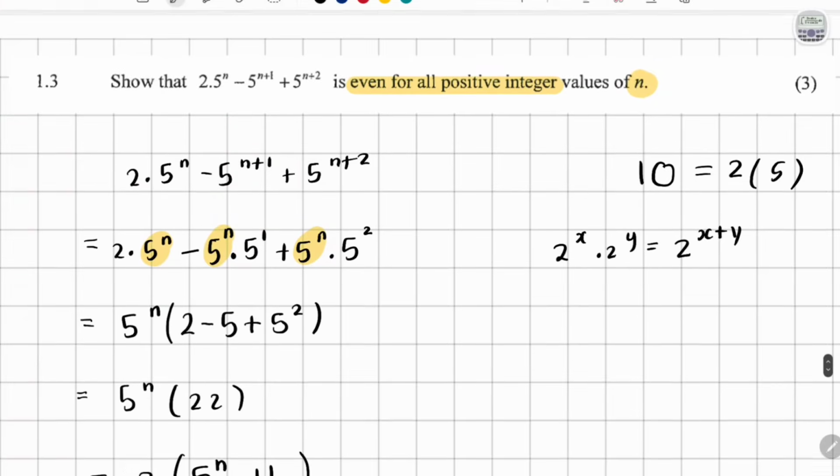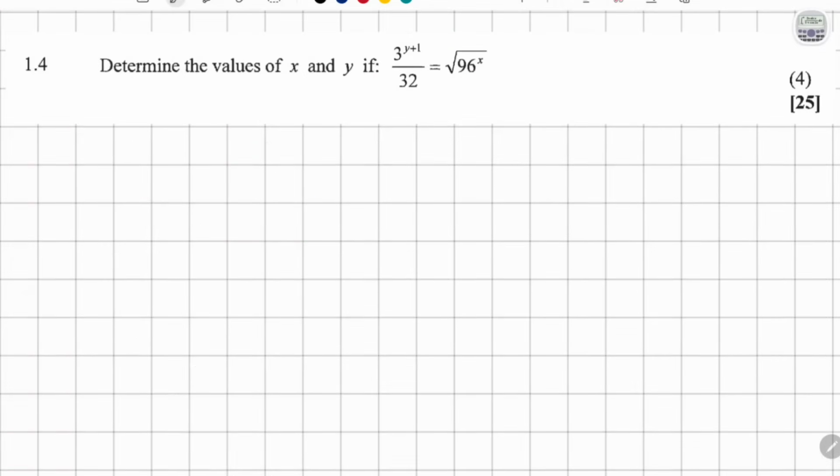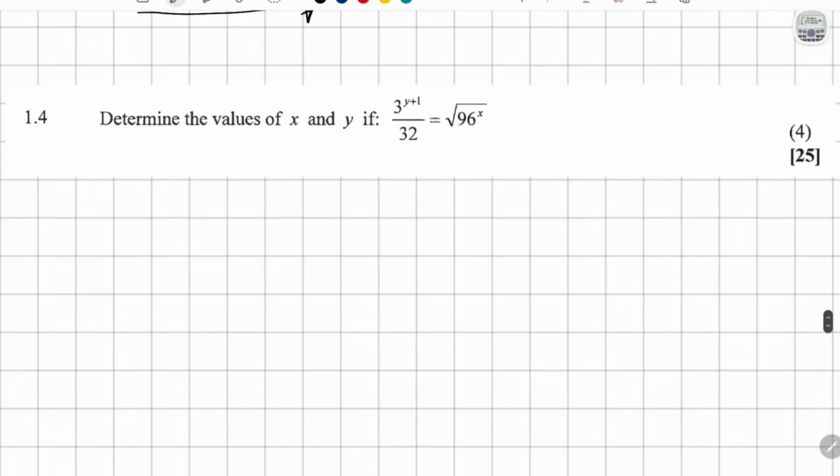Okay, and then we move on to the last question in question 1. Okay, so we are on the last question of question 1, and you can see question 1 is a total of 25 marks. So question 1 is really a place where you can score marks, and you should try your best to score marks there.